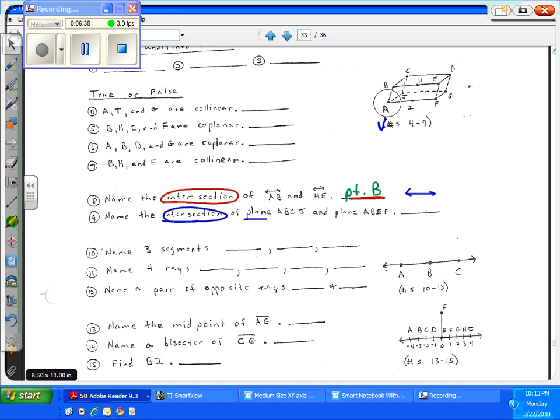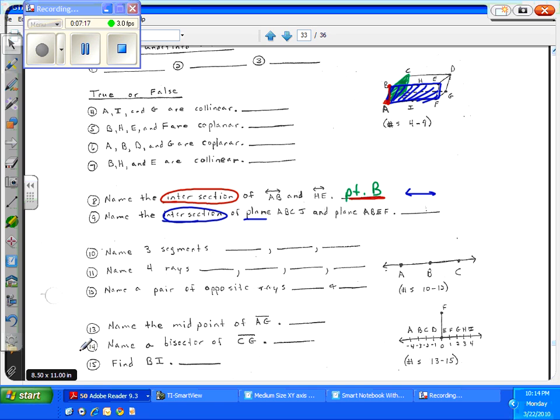When we go to the picture, that's not what we're going to see. In the picture, we would see ABCJ as being the left face of the prism. And we would see ABEF as being the front face of the prism. And we would say, well, what they have in common is segment AB.